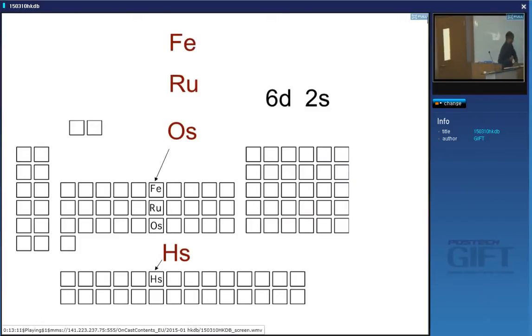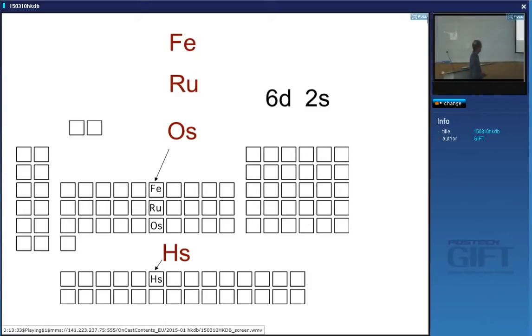Right, now this is the periodic table, and I just returned from Russia, where I saw the picture of the person who originally invented the periodic table. Do you know who that is? Mendeleev.